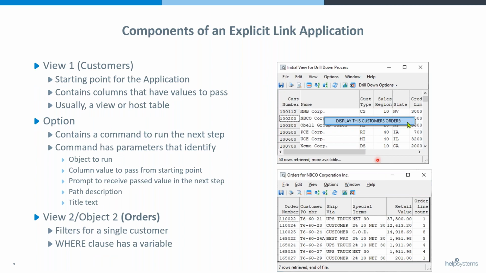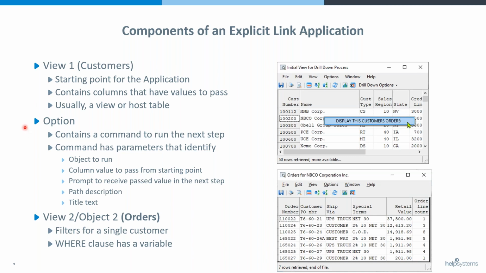So again, we're focusing on the explicit link, and the explicit link has three major components. If we're starting out simply, we begin normally with a view. So that's the starting point of the application. That view has to contain the columns visible that have values that you would pass in a drill down. So this particular view has the customer number that could be passed, or the customer type, or the region, or the state could be used as a value to pass in a drill down. Again, usually your first starting point is going to be a view or a host table.